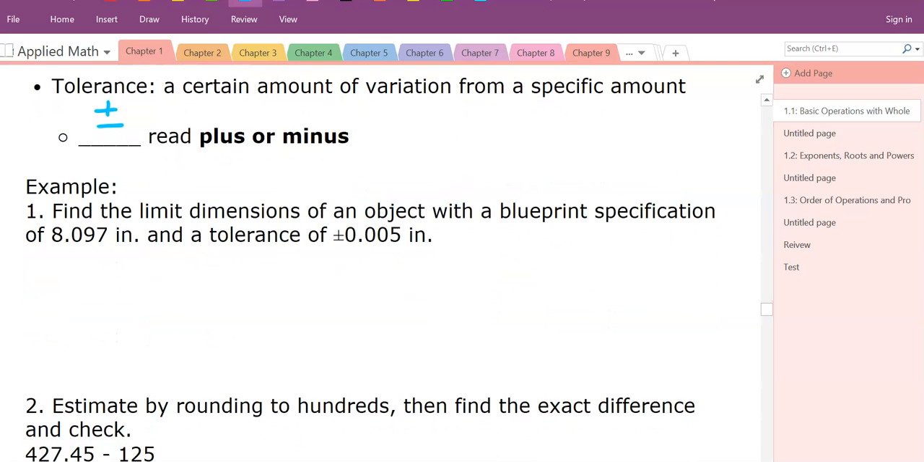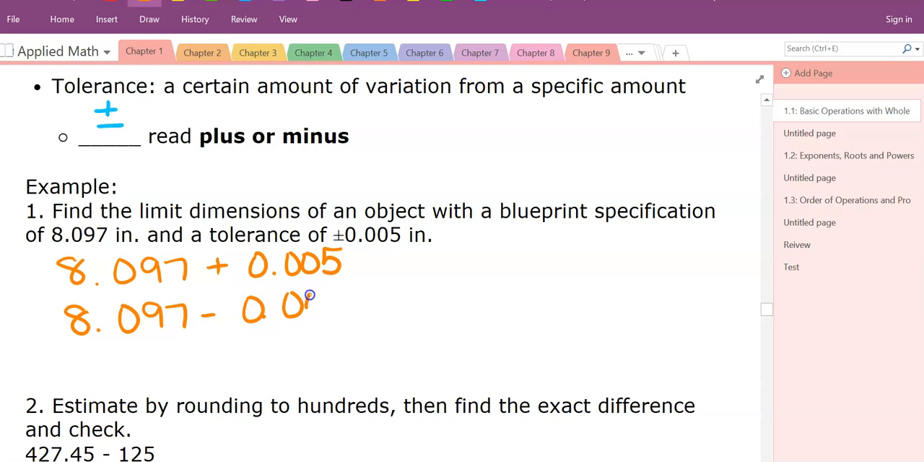For example, if we're trying to find the limit dimensions on an object that's on a blueprint, and it has a tolerance of plus or minus 0.005, and we've got this length of 8.097, you're going to take 8.097, you're going to add 0.005, and then you're going to subtract 0.005. So the tolerance here is going to be 8.102 inches to 8.092 inches. So that means that anything within that window of length should be fine for this project.